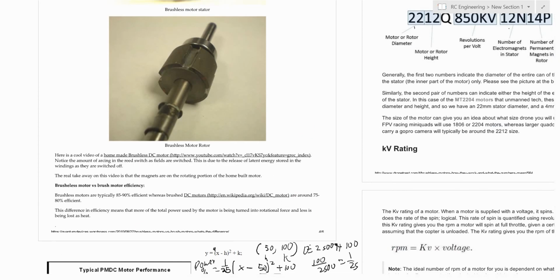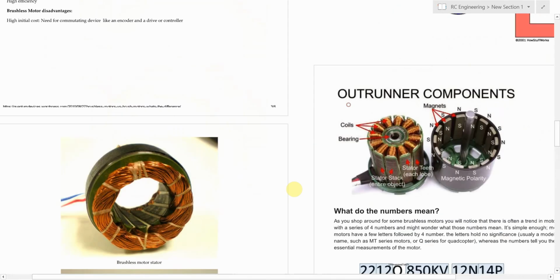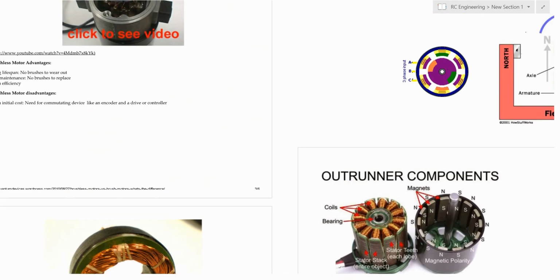And here's the main part: brushless motors are typically 85 to 90% efficient, whereas brushed DC motors are around 75 to 80% efficient. So the main thing is that they're more efficient. Brushless motors need a more complex ESC that has special timing and special programming inside, and also special hardware, while brushed can just be simply plugged into a wall socket to be full on.